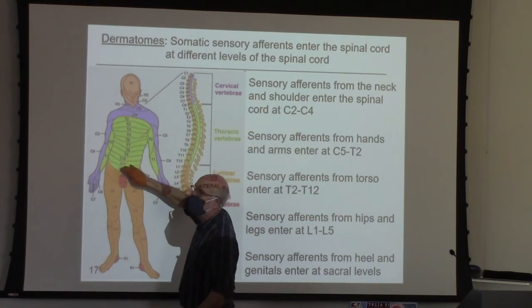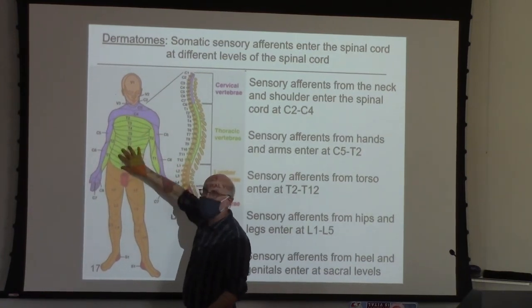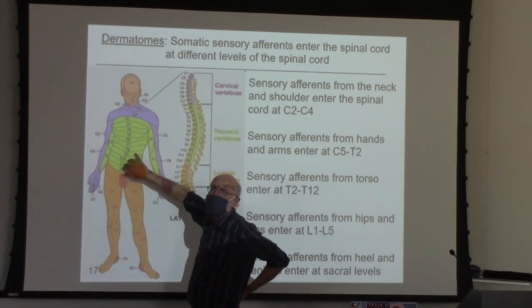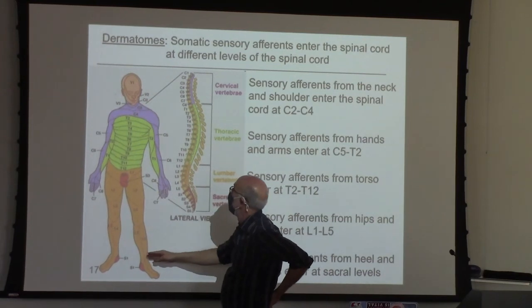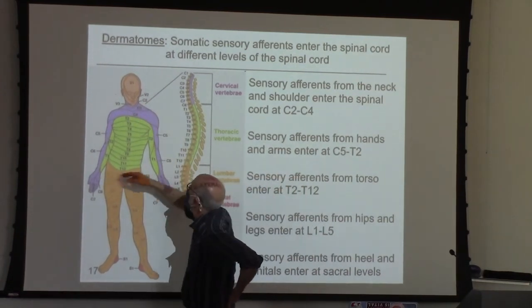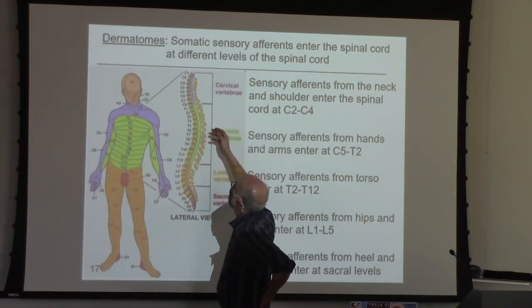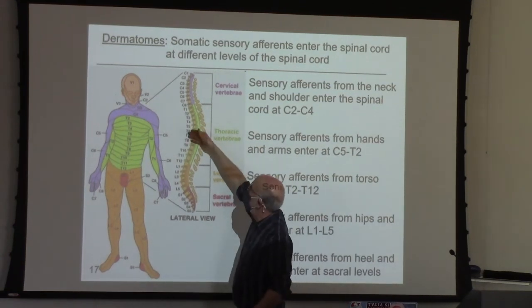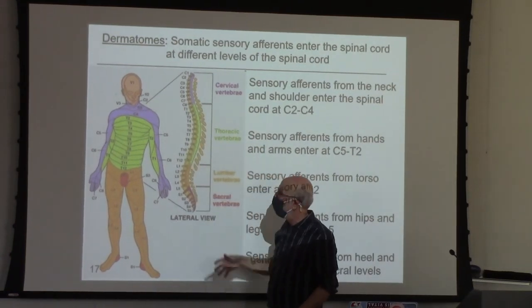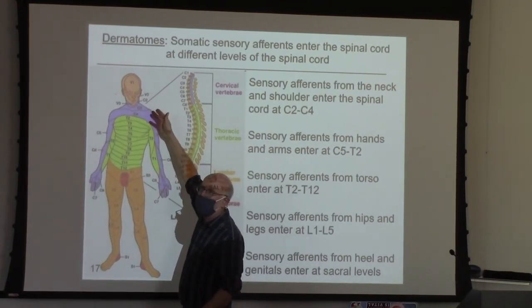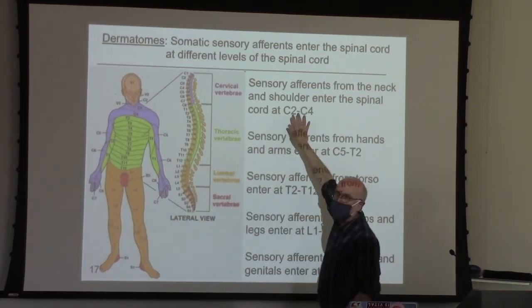Information from the chest and the back and the belly and the lower back is thoracic, enters at some T level. Legs enter at some lumbar level. Arms and neck enter at some cervical level. So remember cervical, thoracic, lumbar, and sacral. Remember legs, torso, arms, and neck. But don't memorize numbers.